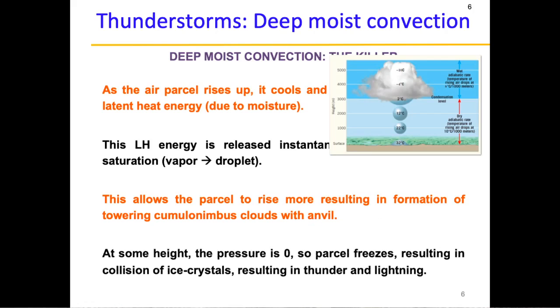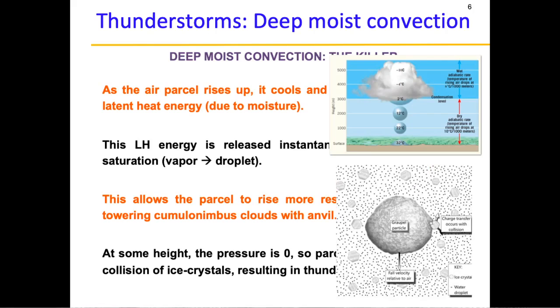At some height, the pressure is zero, so the parcel will freeze, and that results in the collision of crystals, resulting in thunder and lightning. Because there is a lot of turbulence, right? There is a lot of rotation inside the thunder cell, and because of the turbulence, the parcels will collide with each other, and the parcels will grow in size. And once they grow in size, they will fall under gravity, and they will just fall down as hail or rain. But because of the collision, the charge transfer occurs, and because these are charged particles, that's how you get thunder and lightning.